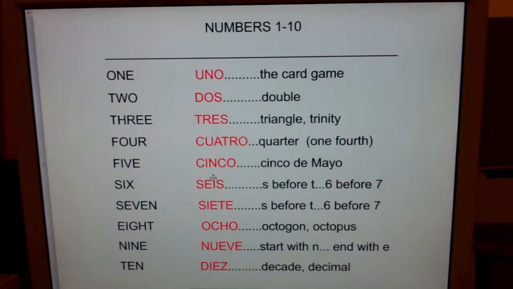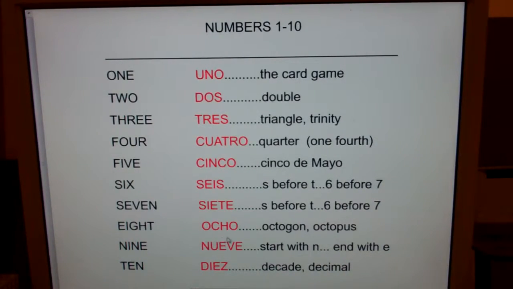Notice 6 has an S, seis, and siete has a T. Now, in the alphabet, S comes before T. So, seis with an S, 6, comes before 7, siete with a T. Okay? And also notice, siete is slightly longer. 6 is shorter, 7 is longer because 7 is a bigger number. So, seis is 6, siete is 7.